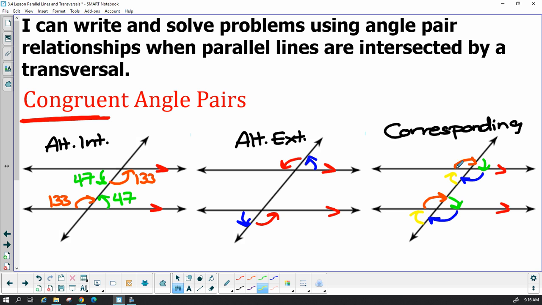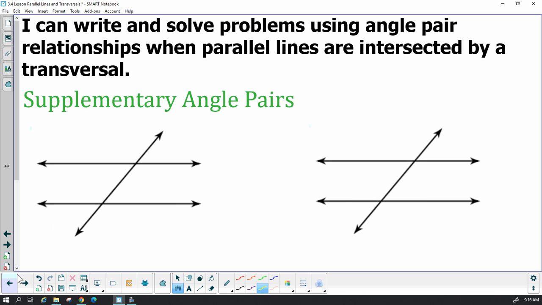It should look like all the angles that correspond. So the 2 orange angles look like they're the same size. The 2 green angles are the same size. The 2 blue ones are the same size. The 2 yellow ones are the same size. So if we can identify 2 angles as being one of these 3 angle pairs, we will know those 2 angles are the same size.